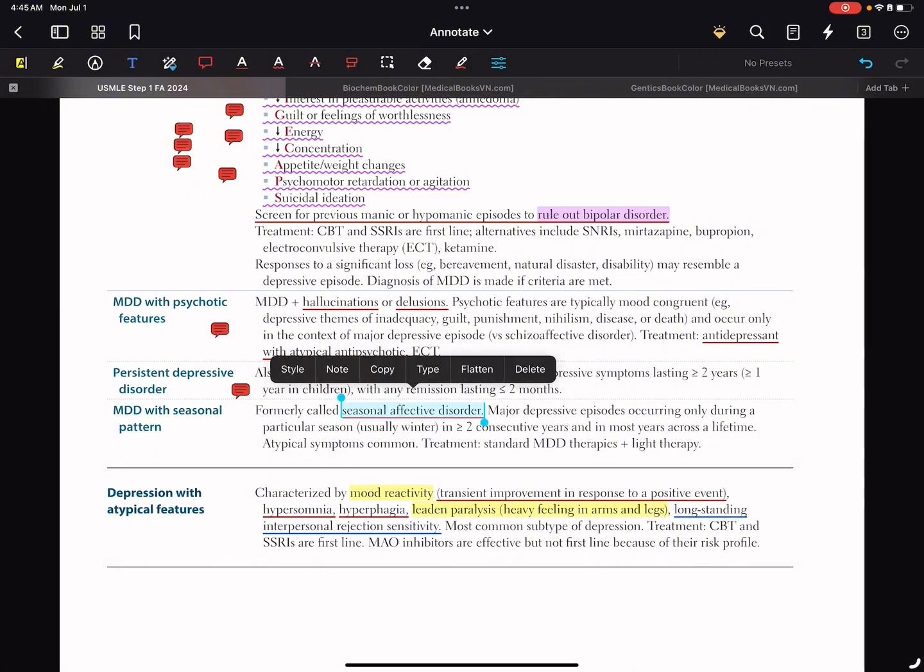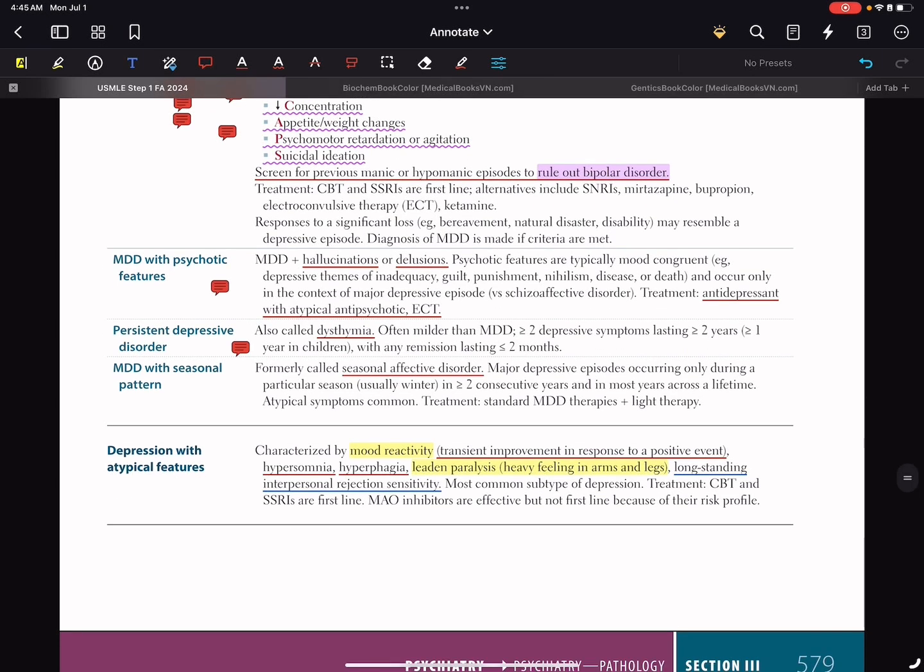We didn't have any question on this. It is a major depressive episode occurring only during a particular season, usually winter, in more than 2 consecutive years, and in most years across a lifetime. Atypical symptoms. Treatment: standard MDD therapies, plus light therapy.